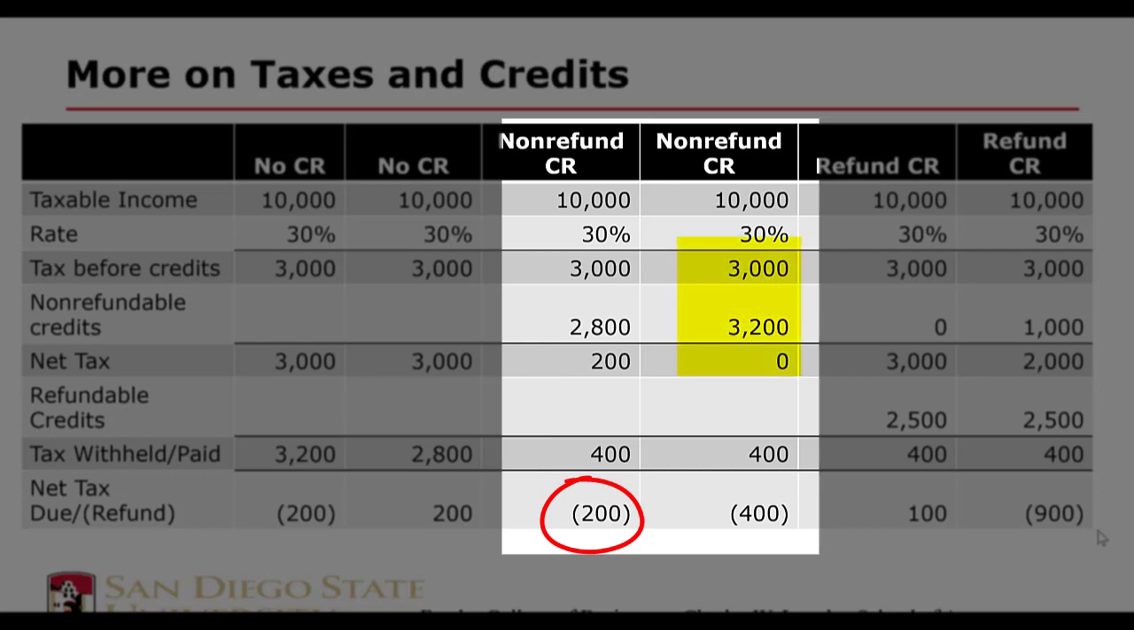If we look in column 4, you see that their non-refundable credits are $3,200. So in this case, the net tax is 0, right? They do not get to credit off more than the $3,000 of tax liability they have, which means their refund is the $400 and that's it, right? They're not getting that additional $200.